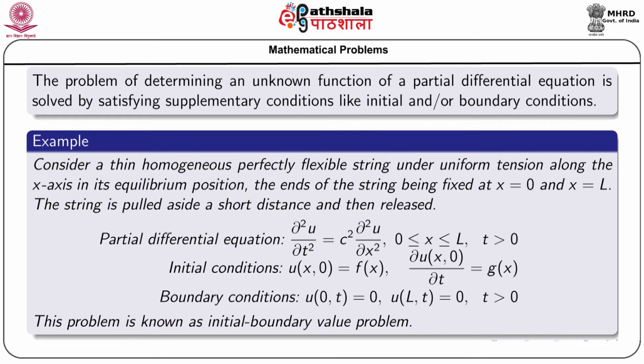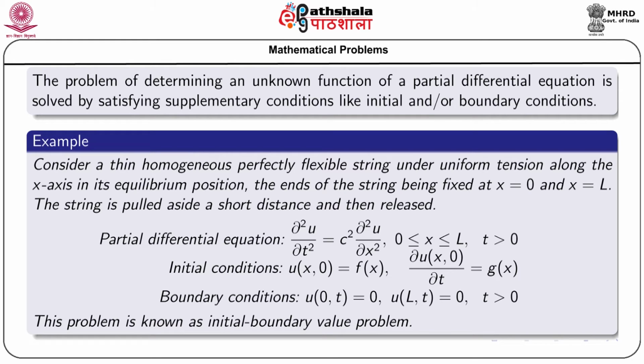Those are initial conditions, which are the conditions given at time t equals 0. So, u(x, 0) equals f(x), that means we are assuming the position of the string obeys some function f(x), and the velocity of the string is given by the function g(x). And we also have the boundary conditions u(0, t) equals 0 and u(L, t) equals 0, since the two ends of the string are fixed.